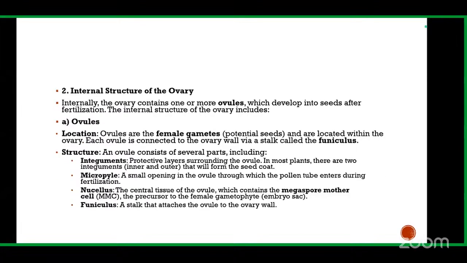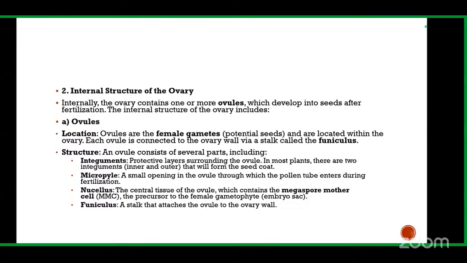Now the internal structure of the ovary. Internally, the ovary contains one or more ovules, which develop into seeds after fertilization. The internal structure includes ovules. Ovules contain the female gametes and are the potential seeds. Each ovule is located within the ovary and is connected to the ovary wall via a stalk called the funiculus.